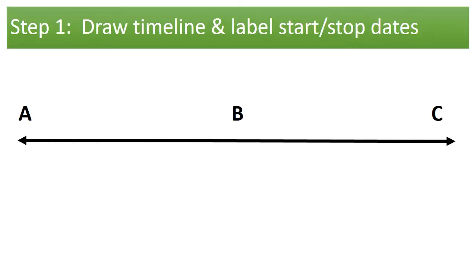The first step in writing a CCOT essay is you need to draw a timeline and label the start and stop dates. The start date is in your prompt. It's the year 1700. The stop date is also in the prompt. It's 1877.